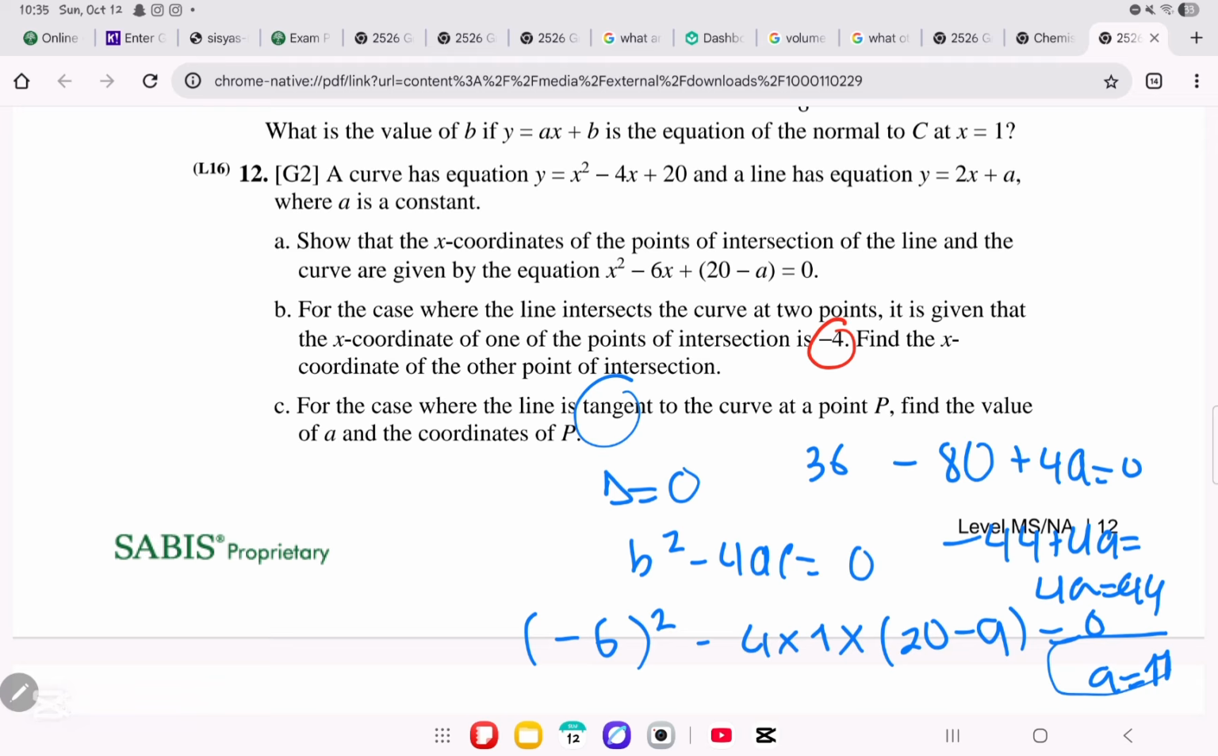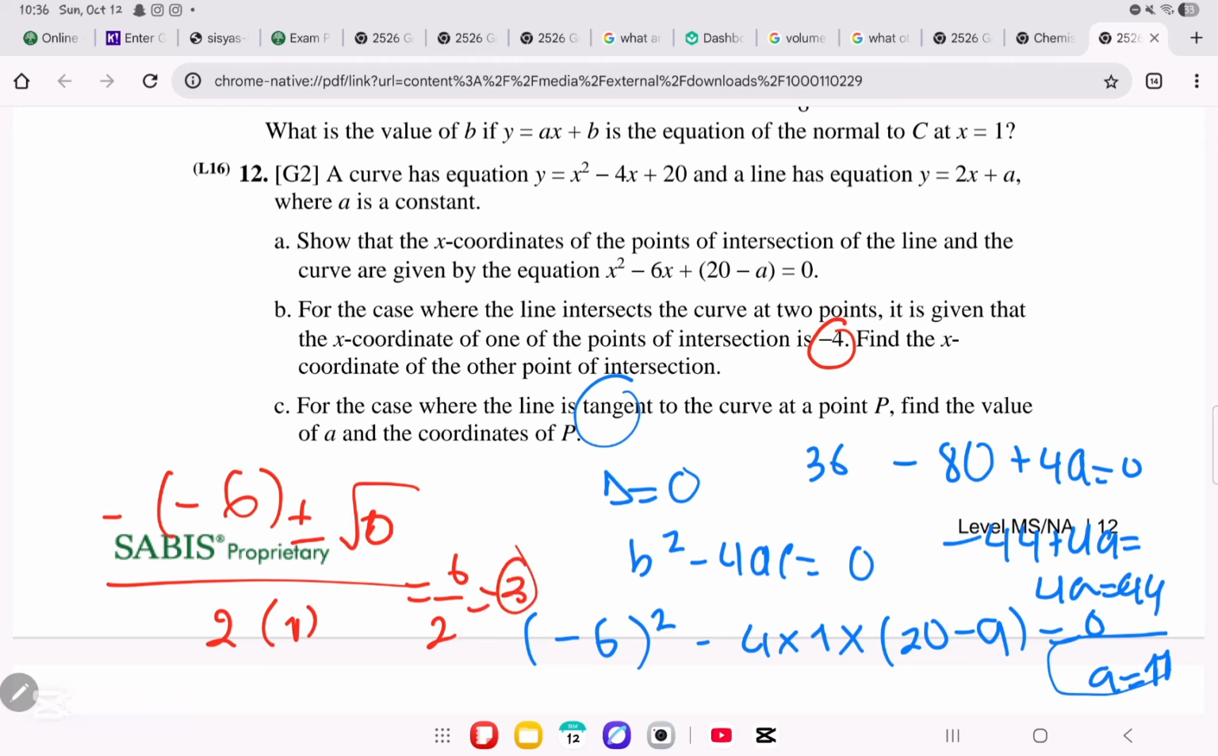How do we find the coordinates of p? We very simply need to find the roots. So it's going to be minus b, so minus 6 plus minus radical 0 over 2 times 1. So it's going to be 6 over 2, which is 3. So we have x to be 3.